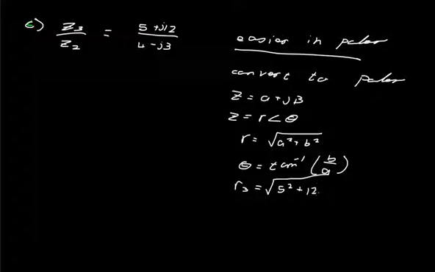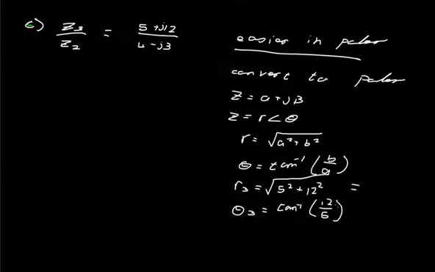So plus 12 squared. And theta 3 is arctan of B over A, where B is 12, according to our general form, and A is 5. So arctan, or tan inverse, of 12 over 5. We're just going to pop those values into our calculator quickly. The square root of 5 squared plus 12 squared is 13, and tan inverse of 12 over 5 is going to give us 67 degrees.